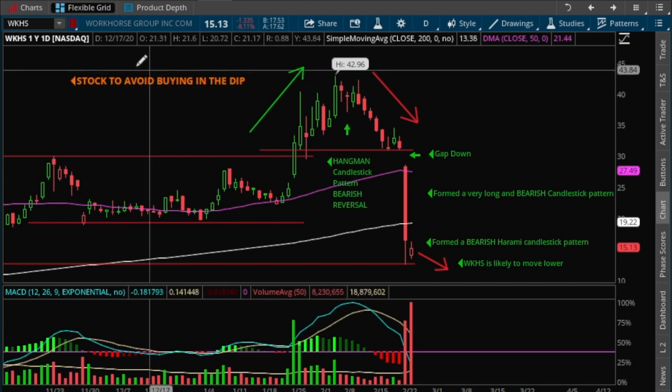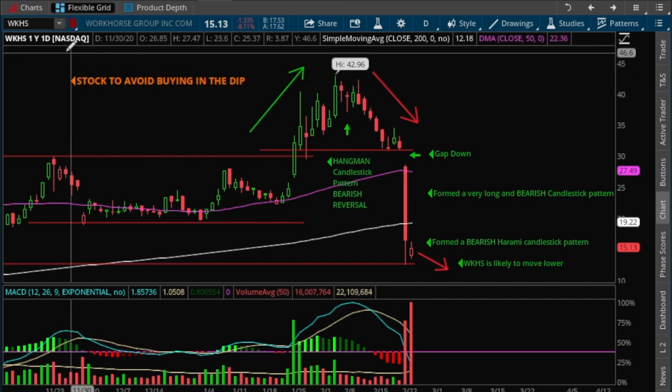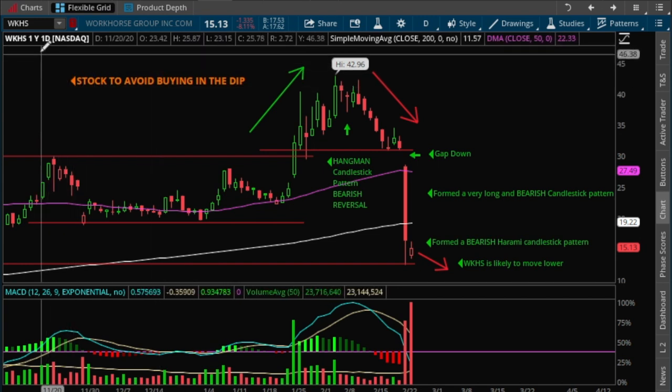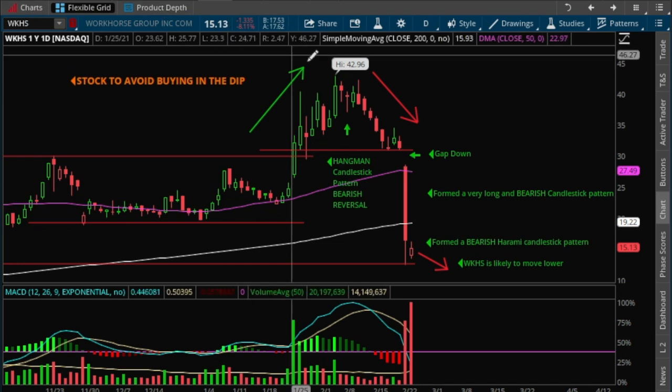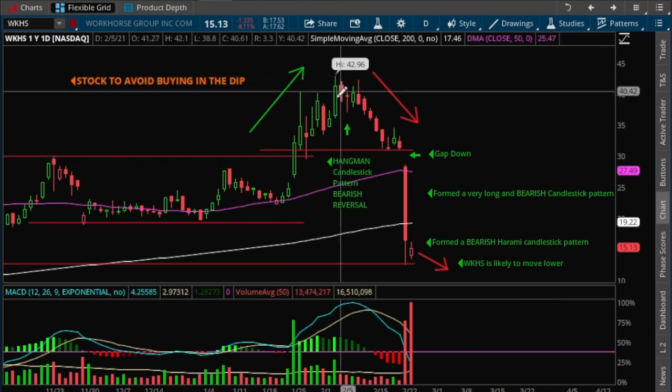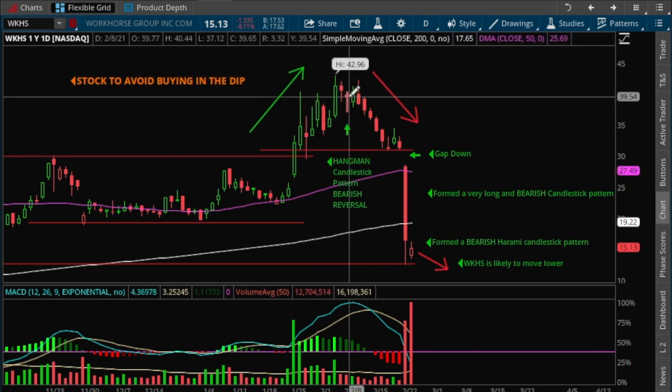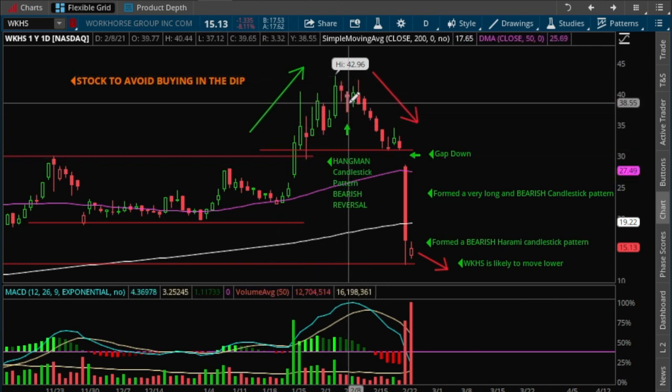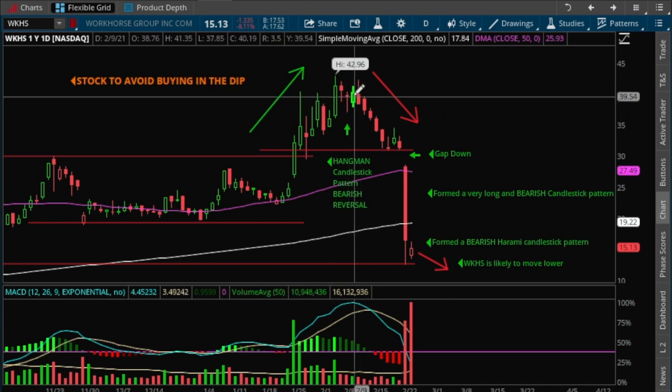Now the next stock is the one that I'm telling you to avoid, as you could be buying into the dip and be catching a falling knife. Sorry to those who own Workhorse or WKHS, but the price of this stock is moving lower. Note that it was trending up based on a rumor that it would win a contract. At its peak, it formed a hangman candlestick pattern on an uptrend. This signaled a bearish downtrend is about to happen.